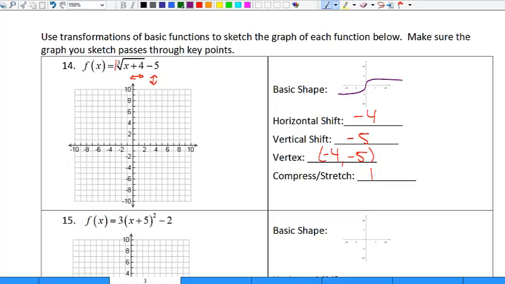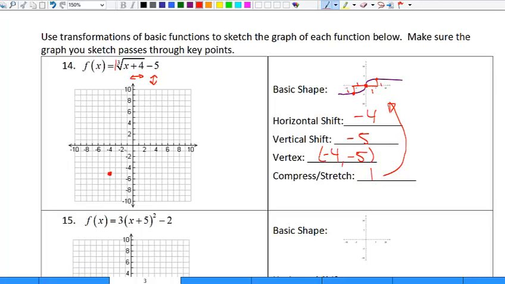Now going back to the basic shape, we have a vertex and we have 2 critical values, right? Normally to get to the critical values we go right one and up one, left one and down one. And because my compress and stretch is 1, it's going to stay the same. I'm not stretching higher or compressing any lower than normal. So I'm going to go to negative 4 comma negative 5 and put a dot. That is my vertex.